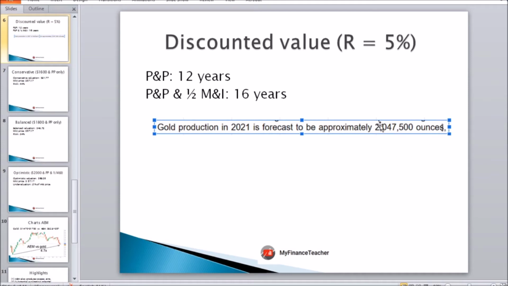Looking at the time value of money, I'm going to use a discount rate of 5%, and based on the ongoing expectations for production for 2021, we will have proven and probable reserves of gold of 12 years. And if we add only half of measured and indicated resources to that, we will have reserves and resources lasting for around 16 years based on the ongoing production.